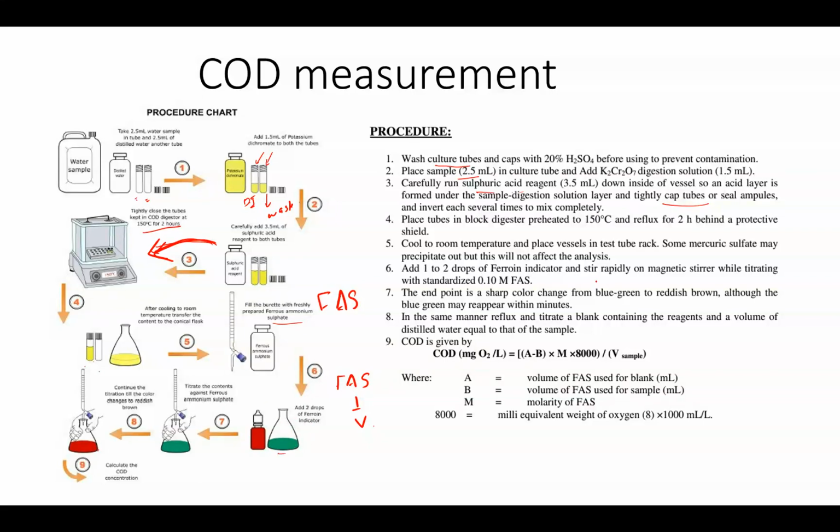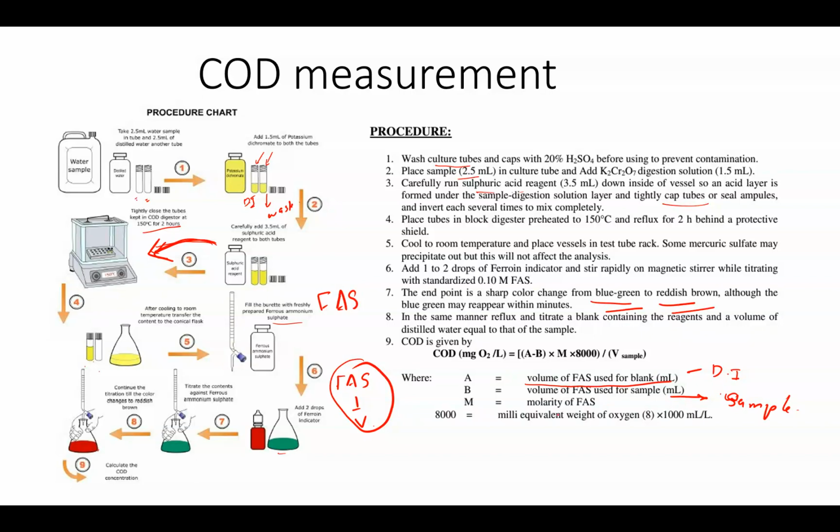Initially it is mentioned here that the color has to change from blue green to reddish brown. So when this color changes, at that particular volume of FAS you are applying, the color is changing to the reddish brown. That volume you are measuring. You have to measure it for the blank, that is, for the distilled water. Also you have to measure for your sample.